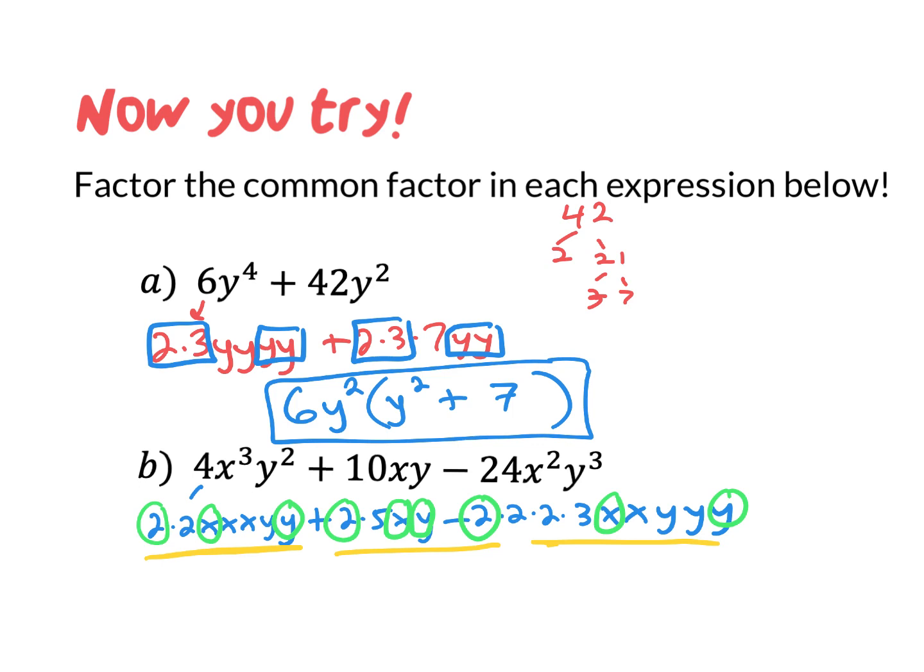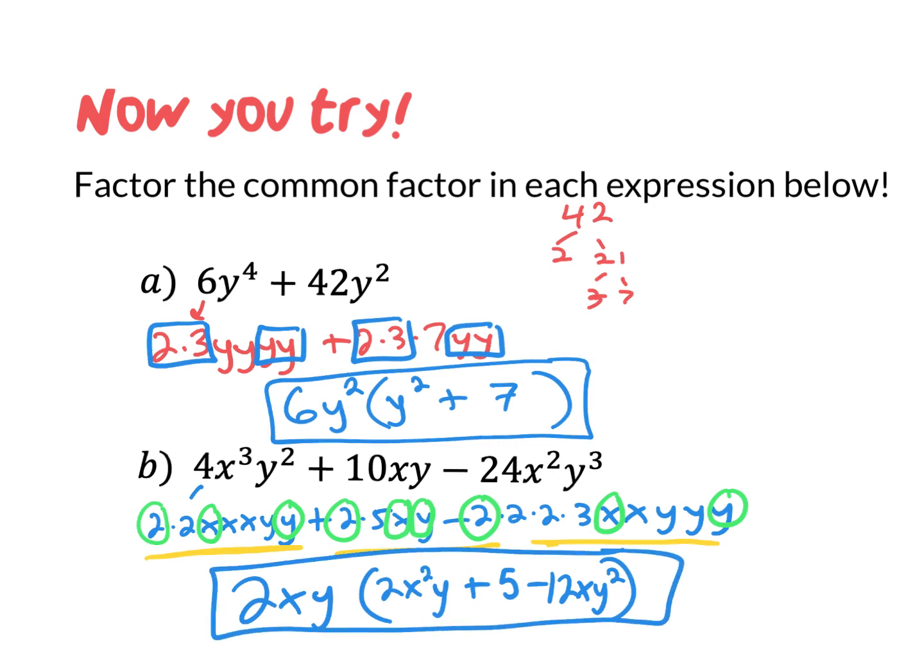So what's going to be in front is simply 2x and a y, and what I'm left with in parentheses is, I didn't circle the 2, I didn't circle the 2 x's and the y in the first term, plus I didn't circle the 5 in that second term, minus I didn't circle the 2 2's and a 3, which if you multiply those together, that becomes 12. There's an extra x and there are 2 y's left over. So that would be technically your final answer.